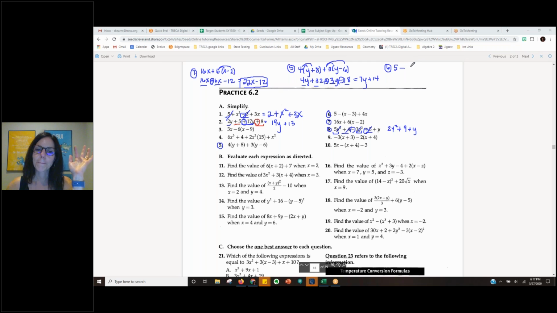So I have 5 minus, then I have a parenthesis, x minus 3, then I have plus 4x. Okay, think. All the other problems with parentheses, I'm like, okay, we'll distribute the number that's outside of it. And in this case, you're like, do I distribute the 5? I don't know what I'm supposed to distribute. When this happens, that little minus sign means that there's a negative 1.